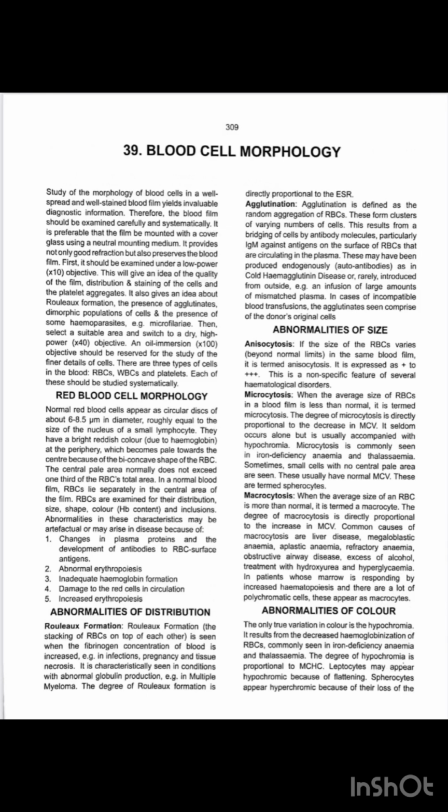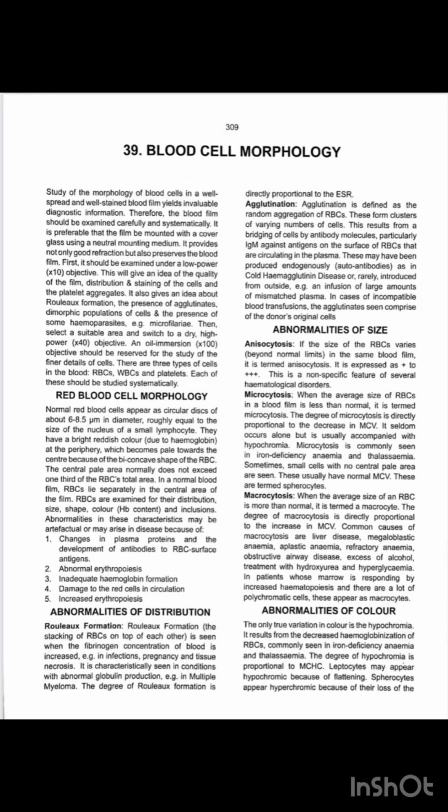Now, the abnormalities of distribution. First of all, there will be the rouleau formation or there will be agglutination. Rouleau formation is a stacking of RBCs on top of each other, which is seen when the fibrinogen concentration of the blood is increased. For example, in infections, pregnancy, and tissue necrosis.